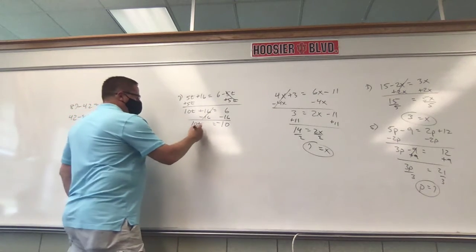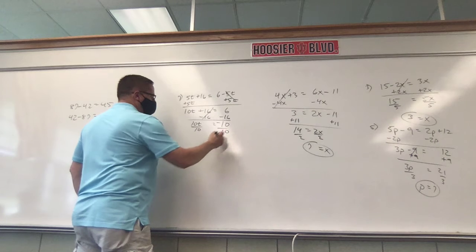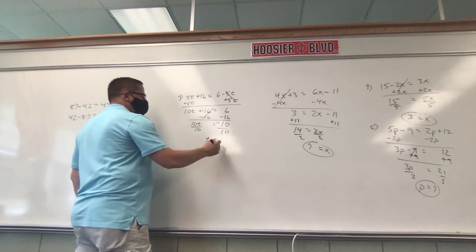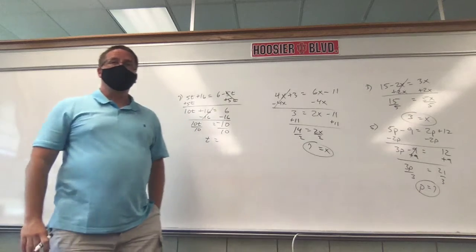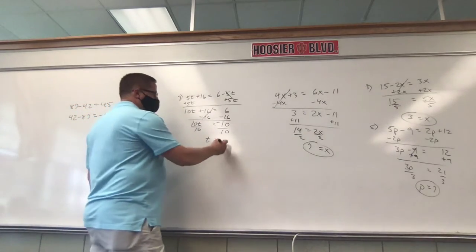Then we divide by 10. And what's negative 10 divided by 10? Negative 100? What's 10 divided, not times. Split $10 ten ways. One. Negative 1.